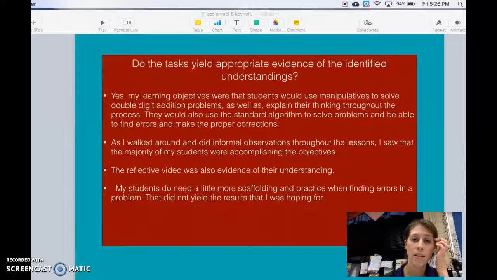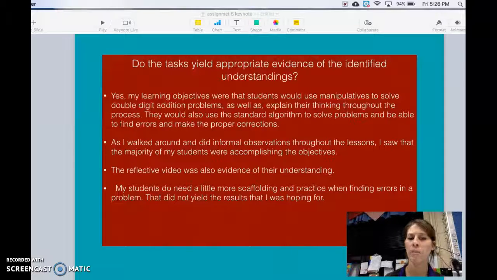One of the activities that we did was a reflective video. So I had students use an iPad and record a partner explaining what they were doing with the blocks. And so I really think that shows evidence of their learning and their understanding as well, because when you can explain something to someone else, you often have a good understanding of it yourself.